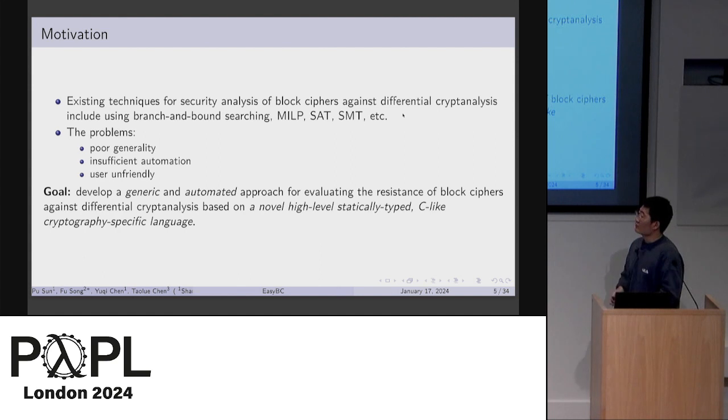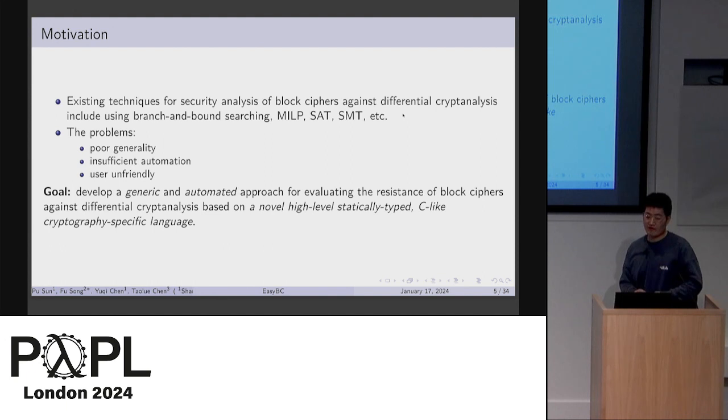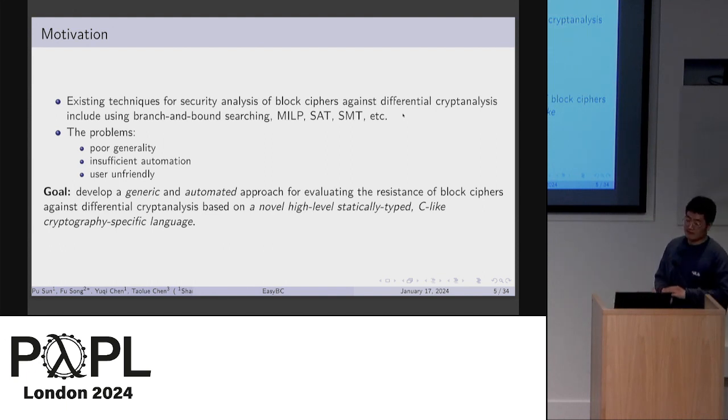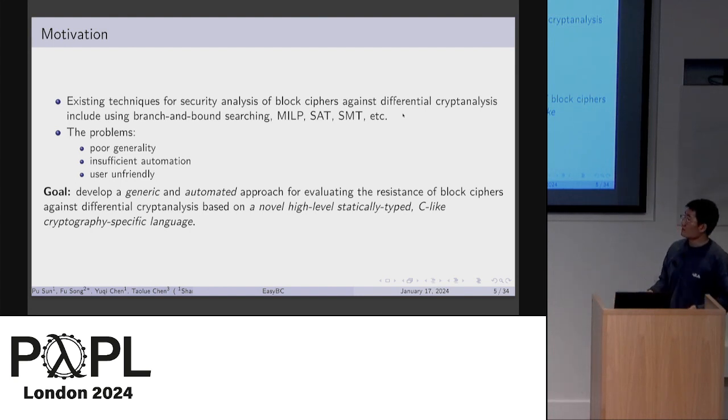Here are some techniques that were proposed to solve this problem. For example, branch and bound searching, mixed integer linear programming, SAT, SMT, and so on. However, these techniques suffer from some problems: poor generality, insufficient automation, and being user unfriendly. Our goal is to develop a generic and automatic approach for evaluating the security of block ciphers against differential cryptanalysis based on a domain-specific language.